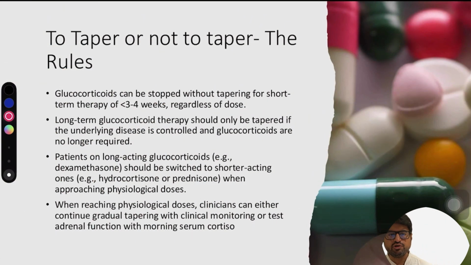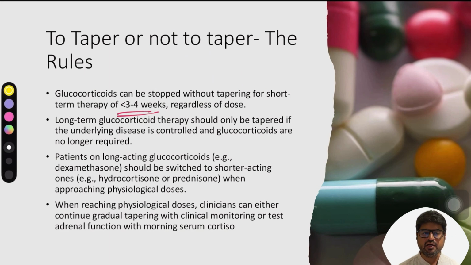So, to taper or not to taper? When should you taper? Any patient who is on glucocorticoid for less than 3 to 4 weeks of therapy, regardless of the dose, even if the patient has been on a high dose, you can consider directly stopping without tapering. For patients on long-term glucocorticoids, you have to remember that if the underlying disease is not controlled, and this is where I'll talk to you about the concept of therapeutic taper versus endocrine taper, you do not taper.